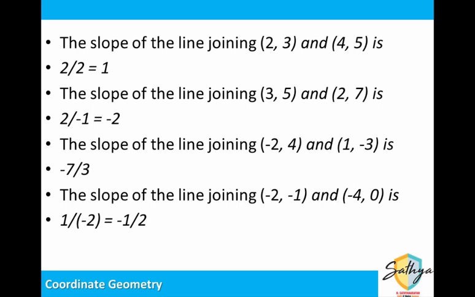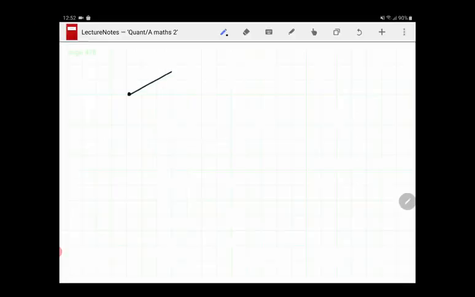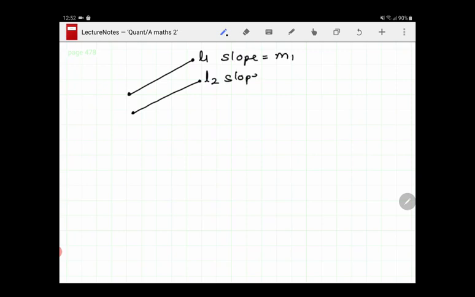Now, there are certain things that you should know. Supposing there are two lines given. Let us say this is line L1 and this is line L2. Supposing the slope of the line L1 is given by M1 and the slope of the line L2 is given by M2. So if L1 is parallel to L2, then the slope of the two lines will be the same. So if the slopes of two lines are equal, it means that the lines are parallel.